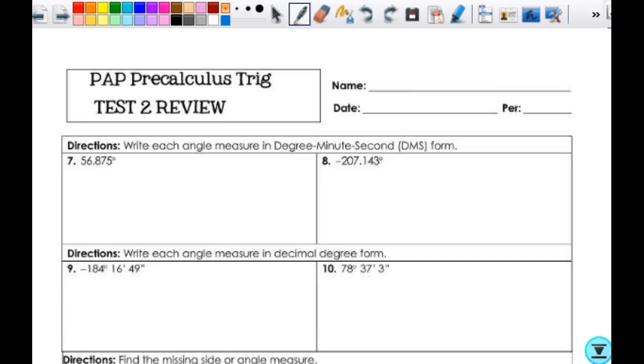Okay, here is the key to your test review.